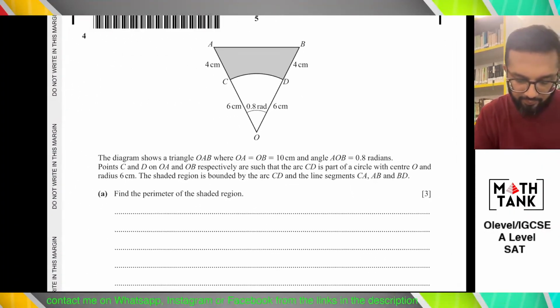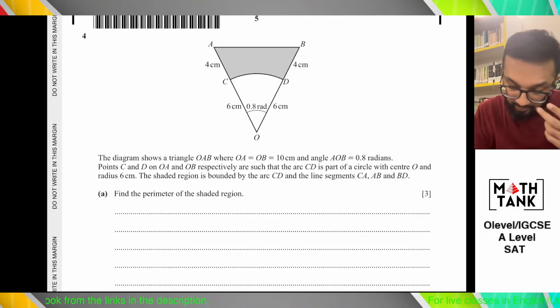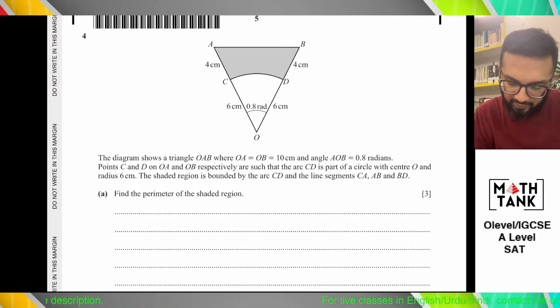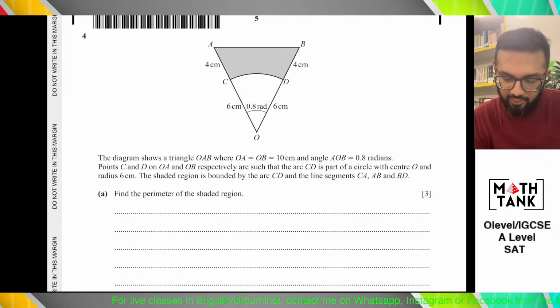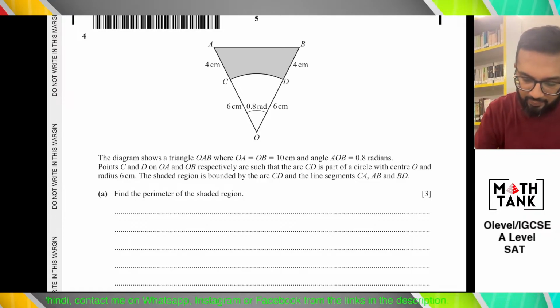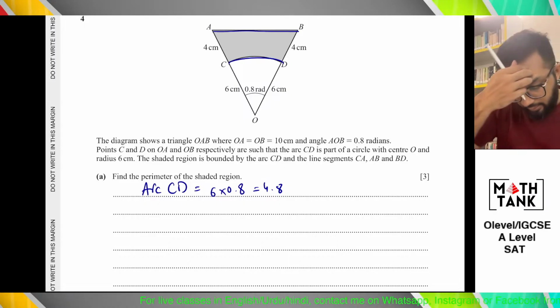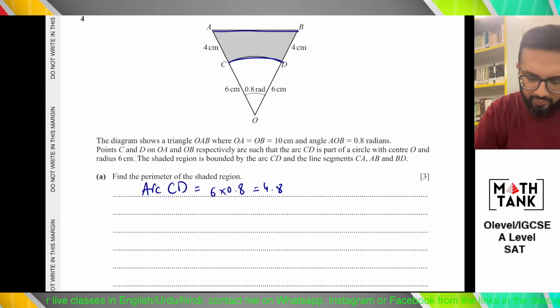Let's look at question number 4. Question number 4: the diagram shows OAB where OA equals OB equals 10 and angle OAB equals 0.8 radians. The shaded region is bounded by the arc CD and the line segments, and I need to find the perimeter. So the first thing that I have to do is find the arc CD. Arc CD is r theta. Then I have to find the length AB, which is the side of the triangle. I think I can make it easier by just saying that this has to be 0.4.